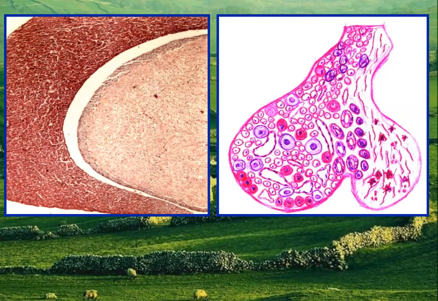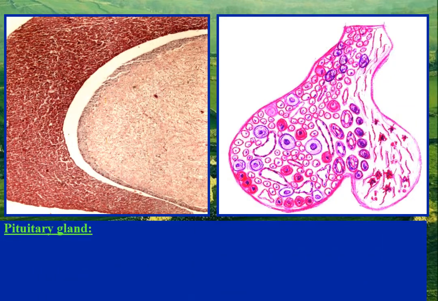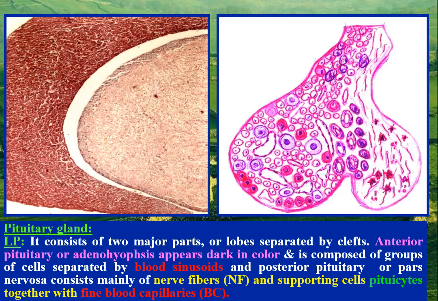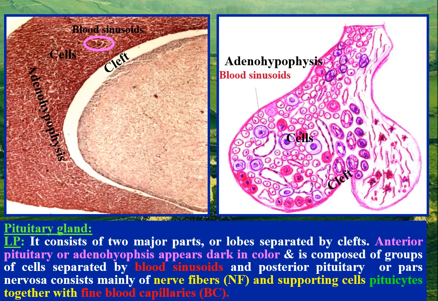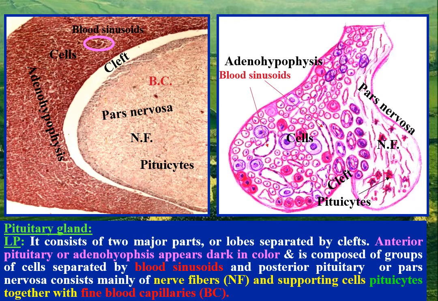Pituitary gland, by low power, consists of two major pars or lobes separated by cleft. Anterior pituitary or adenohypophysis appears dark in color and is composed of groups of cells separated by blood sinusoids, and posterior pituitary or pars nervosa consists mainly of nerve fibers and supporting cells, pituocytes, together with fine blood capillaries.